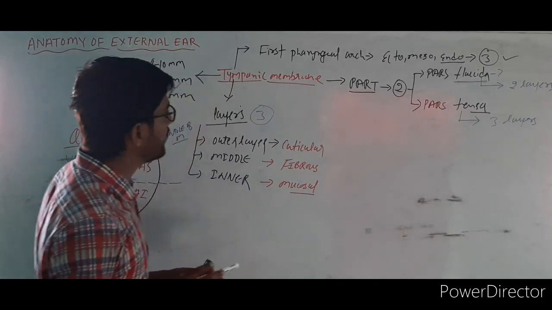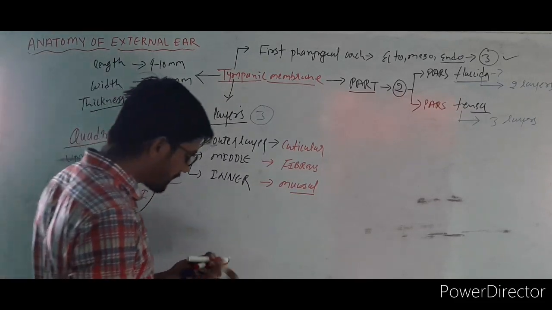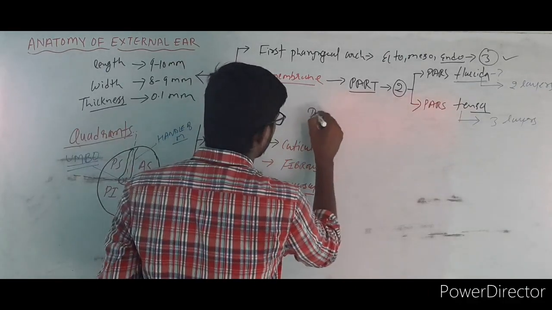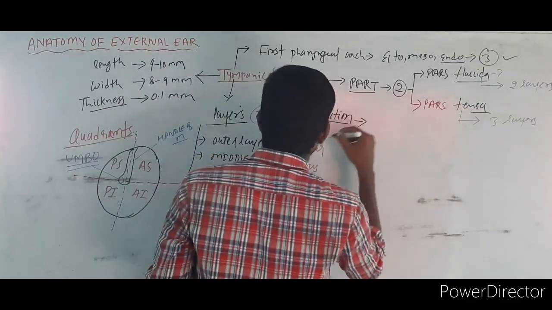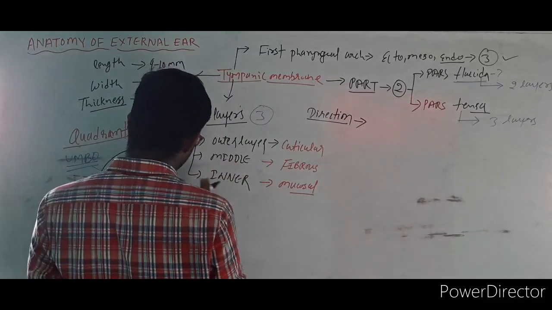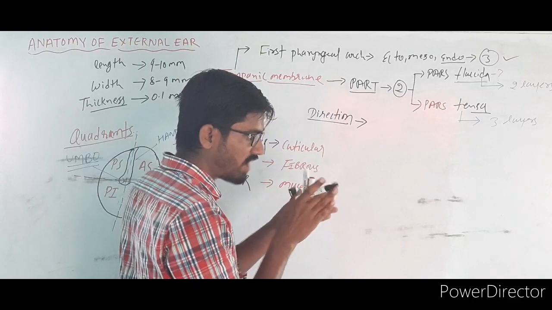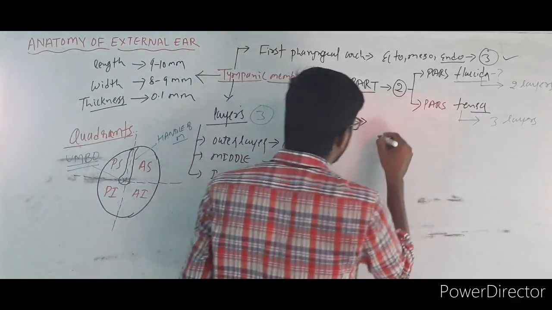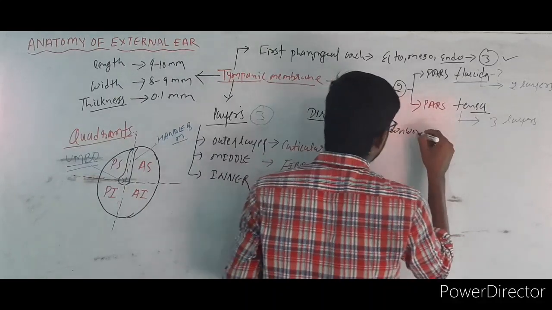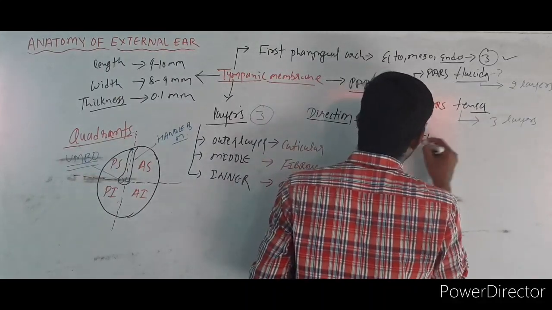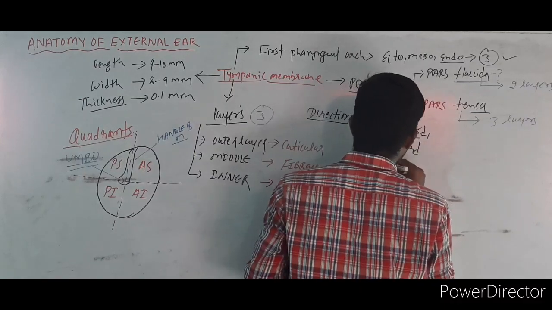Now, what is the direction of the tympanic membrane? It runs downwards, forwards, and laterally.